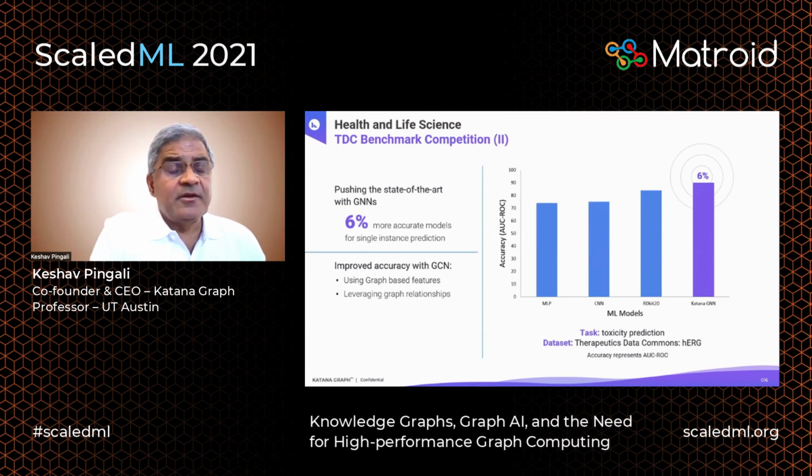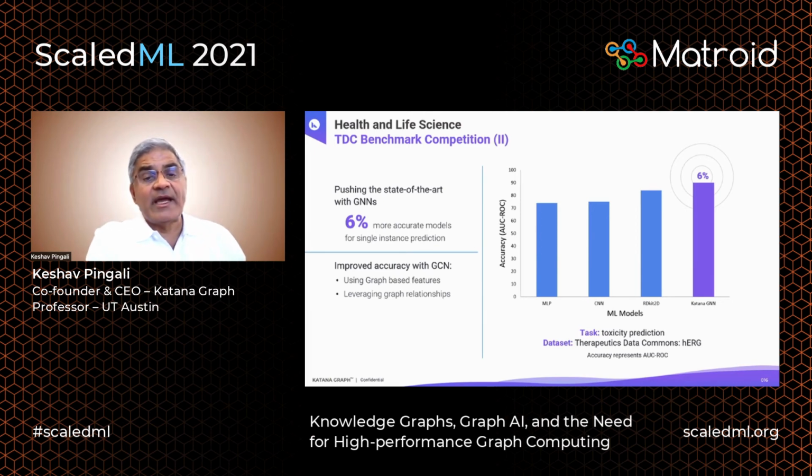What's the advantage of doing it? Well, if you look at the current leaderboard for this TDC benchmark competition, the task is toxicity prediction. The data set is what they call the HERG data set. You can see the chart at the top. The first three bars are the leaders at this point, and they use different techniques. The y-axis is accuracy, so higher is better. And what you see is that with the Katana GNN, you basically get a 6% improvement in the accuracy over the previous best.